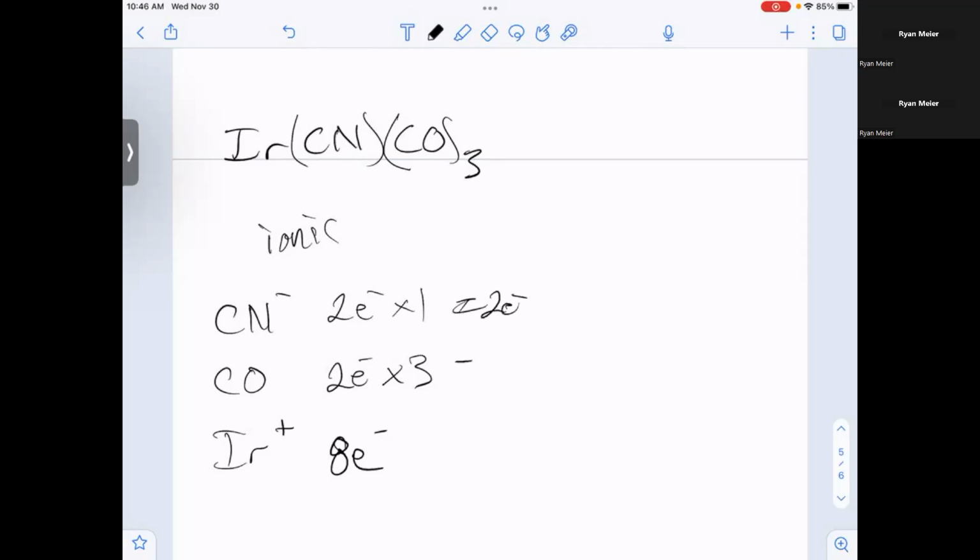So 2 electrons, 6 electrons, and 8 electrons. If I'm adding all these together, that's 16. So is this compound stable? What is its geometry?